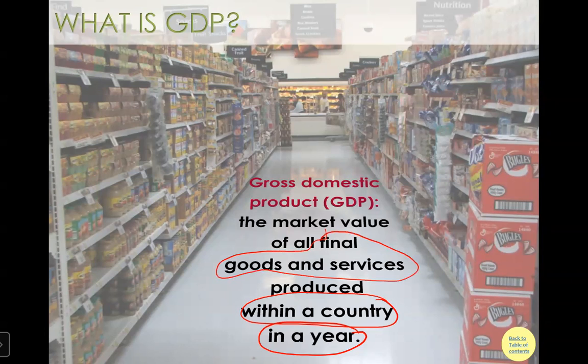We will see what that means, but just keep in mind it's final goods. Lastly, market value, meaning we need to put a price on that, right? So there are four things. Let me write down one, two, three, four. Market value, meaning we need to put a price because we can't add up apples and oranges. Final goods and services, I'm going to explain to you what final means. Within a country, in a year.